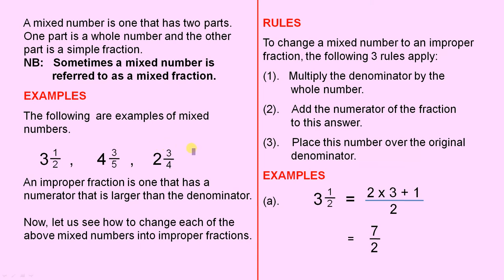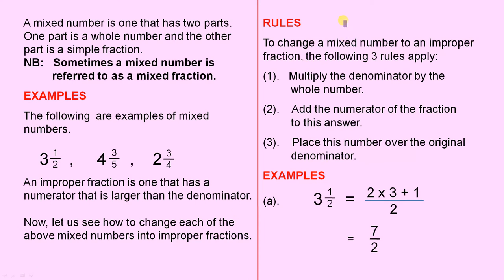So what is an improper fraction? Well, an improper fraction is one that has a numerator that is larger than the denominator. In other words, the top part is larger than the bottom part. Now, let us see how to change each of the above mixed numbers into improper fractions.